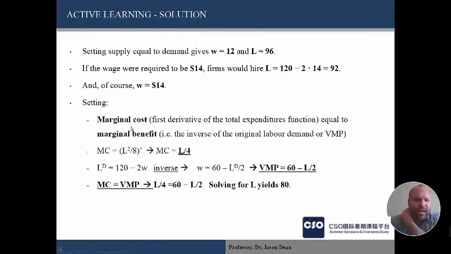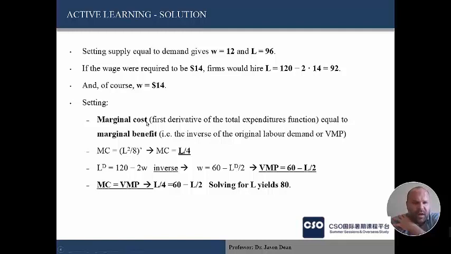Okay, now we're asked to find out what it would be if there was a monopsony. So let's find the profit maximizing condition for the monopsony. So we know we need to set some kind of a marginal benefit equal to marginal cost. The marginal benefit is the inverse of the original labor demand. So it's going to be the value of marginal product, right? And so that's going to be the inverse of the labor demand curve, so that we have wage isolated and wage will be a function of L.